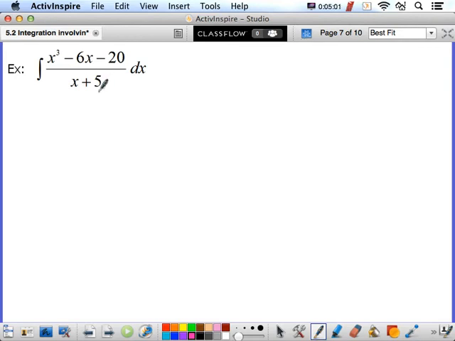Remember that you take what makes the denominator 0, and it goes in your little synthetic division box. And then right here you list the coefficients of the numerator, which in this case is 1, 0, -6, -20. We have to put that 0 in there because you have to have a placeholder for every power. And since we don't have any x squareds, we have to put a 0.